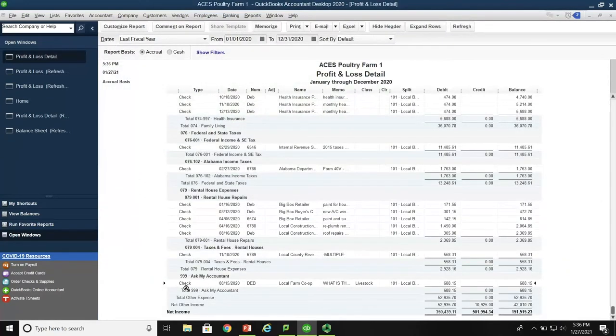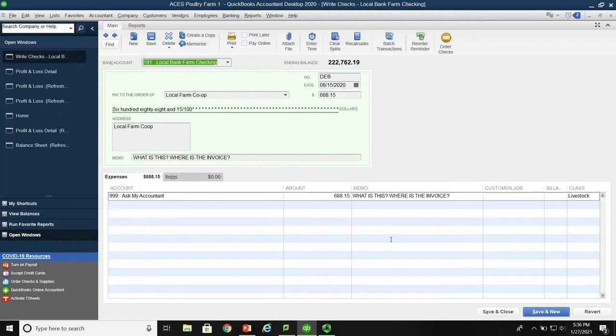The other one under Ask My Accountant is a check made out to the local farm co-op, and let's just double click on it. Well, this is an interesting one because this is something that happens very commonly. We have a debit card transaction made out to the local farm co-op on August 15th, 2020 for $688.15. And the bookkeeper has made a note, what is this? Where is the invoice? So the farmer would call down to the local farm co-op and say, can you find me an invoice dated August the 15th for $688.15, and what is it? So the farmer would get that invoice, and so we'll assume it's fixed, and it's an invoice for cattle feed. We just make it very simple.